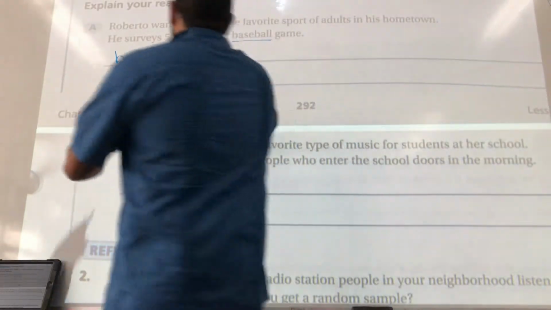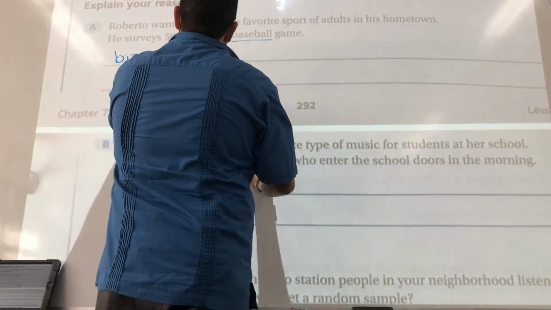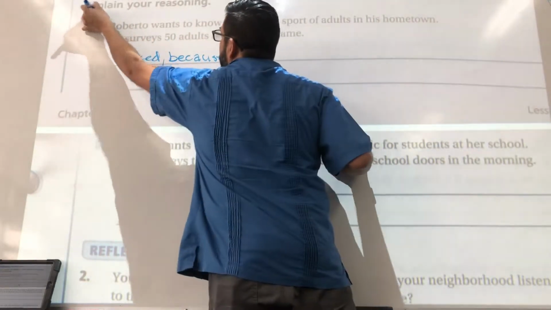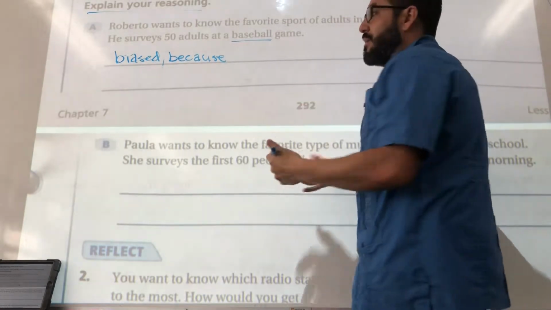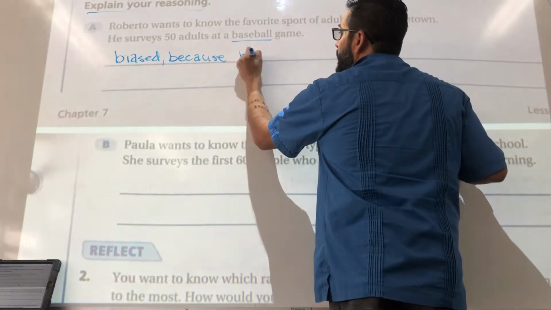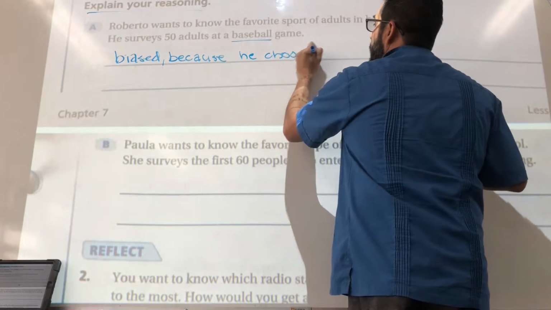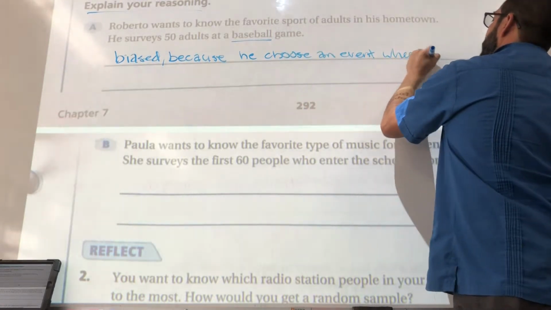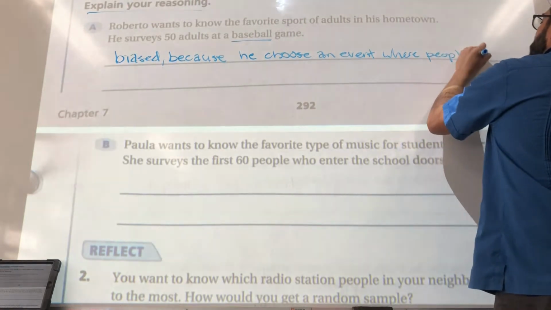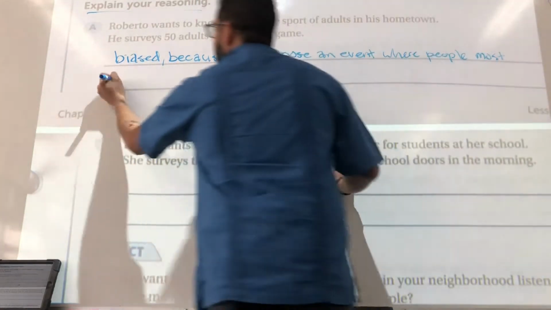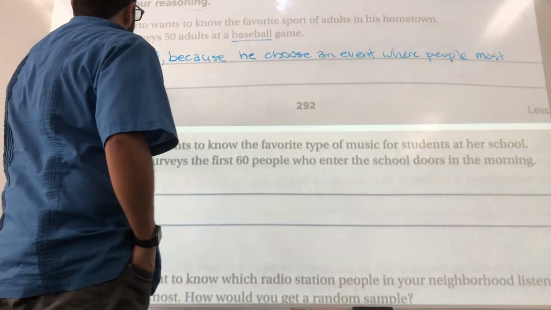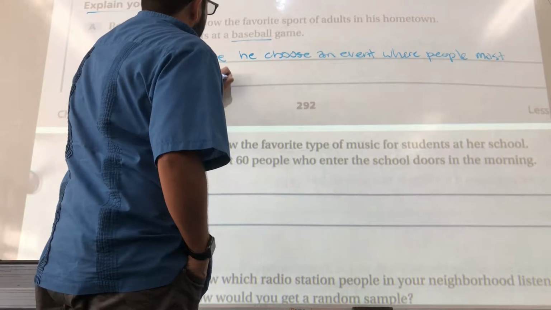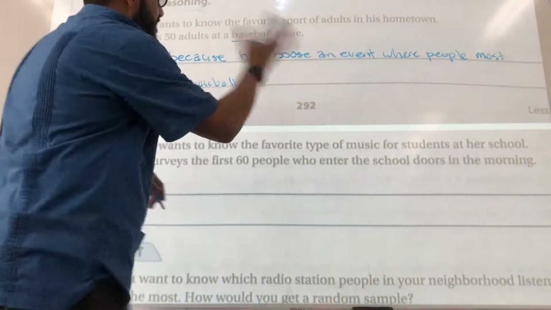So this is biased because, and again, a lot of you are forgetting to explain your reasoning. It's great that you tell me the answer. I want to know why you think that. Because he chose an event where people most likely enjoy baseball. I know my writing stinks, but it's okay. I'm saying everything out loud.